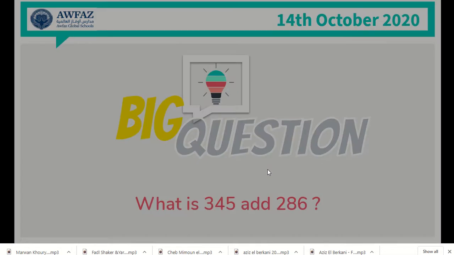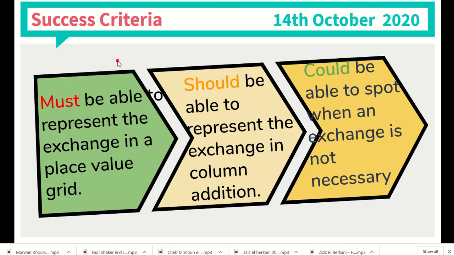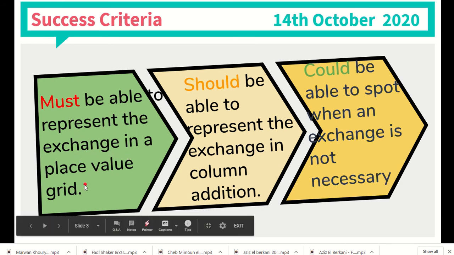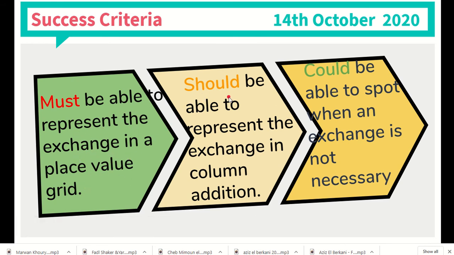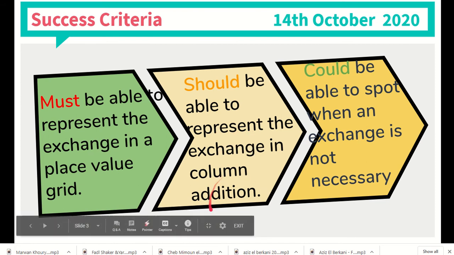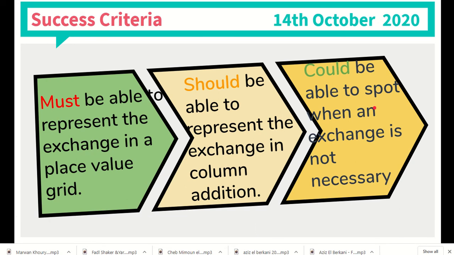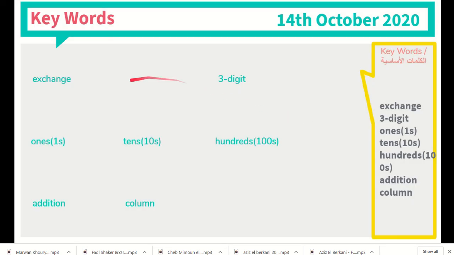Now, our success criteria. We are expecting all of you must be able to represent the exchange in a place value grid. And we're expecting most of you should be able to represent the exchange in column addition, the column method. And lastly, we're expecting some of you could be able to spot when an exchange is not necessary. So these are our key vocabularies required for our lesson.